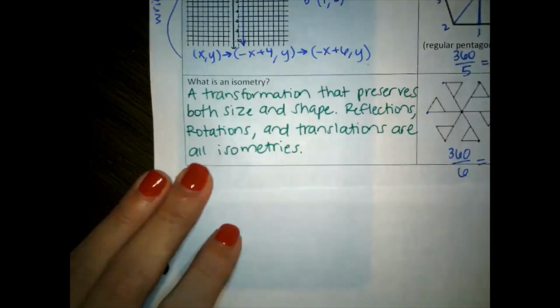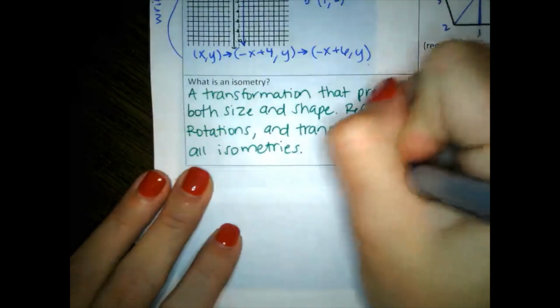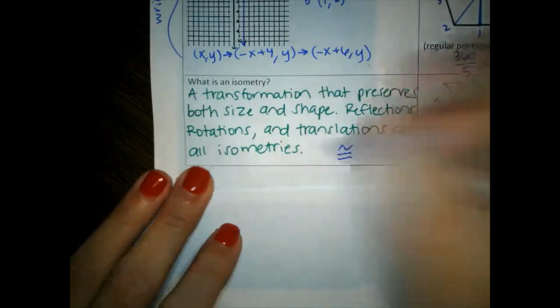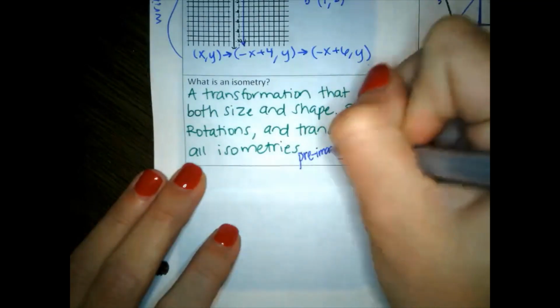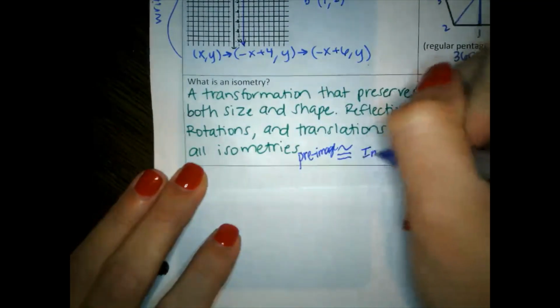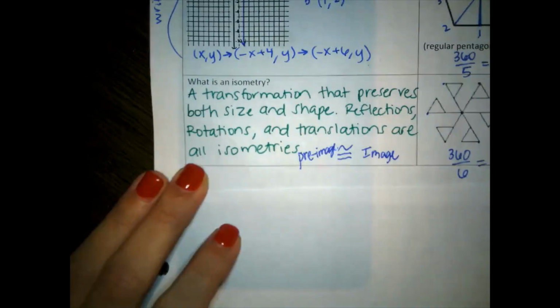It's a transformation that preserves both size and shape. Essentially, it's creating a congruent pre-image and image. Right, so we know that reflections, rotations, and translations are all isometries.